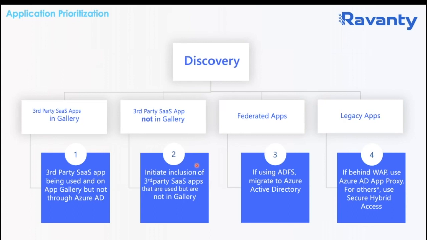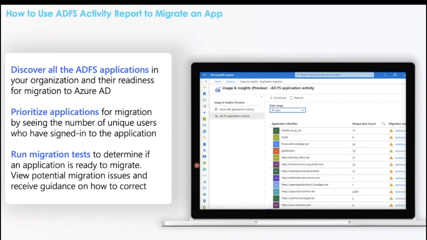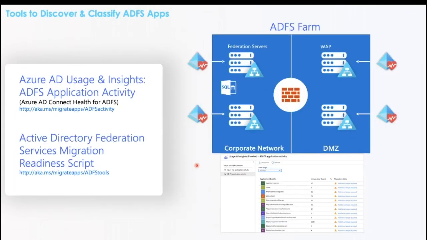You also have some of your federated apps, and you have some of your legacy apps, things that are not third-party apps. These do require extra configuration, so they require setting up an Azure App Proxy or secure hybrid access in order to integrate them. So those would come in at the end because they do require some additional configuration. Now, sorry to jump ahead.